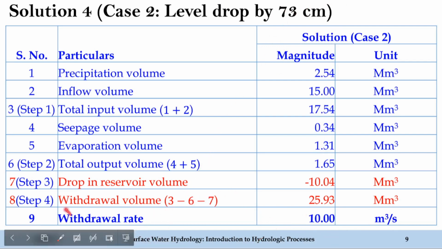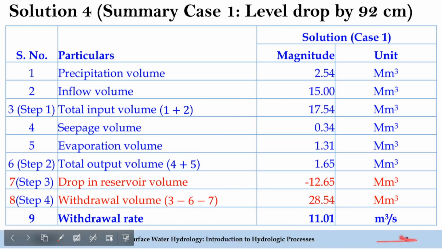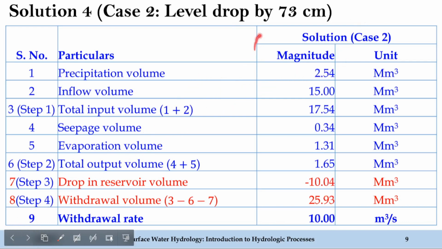Because we have seen in the previous slide that for the 92 centimeter drop, the withdrawal rate was 11 meter cube per second. So if we reduce the level drop from 92 centimeter to 73 centimeter, keeping all the other conditions same, then we find that the withdrawal rate is also decreasing and it becomes 10 meter cube per second. So in this way, you can also solve this problem for different level drops, or you can also solve the problem for what if the level is not dropping but instead it is increasing.